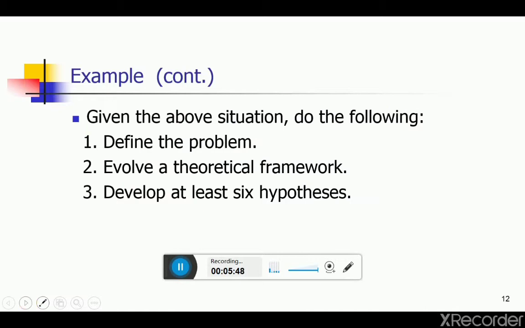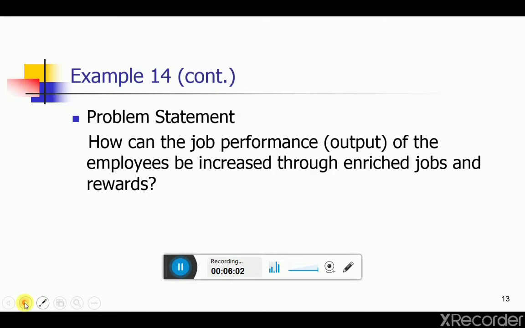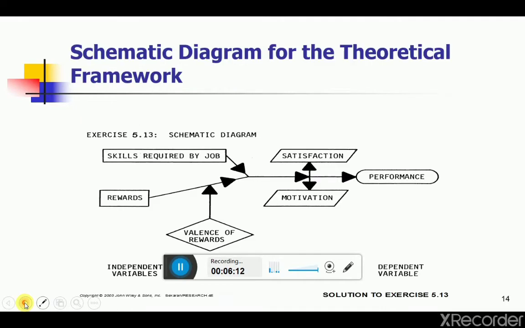Now let's see the next. First, what you have to do is define the problem, then study the theoretical framework, and then develop at least 6 hypotheses. The 6 hypotheses are necessary, and whatever the variables you have, you have to study those hypotheses according to the variables. How can the job performance of the employees be increased through enriched jobs and rewards?